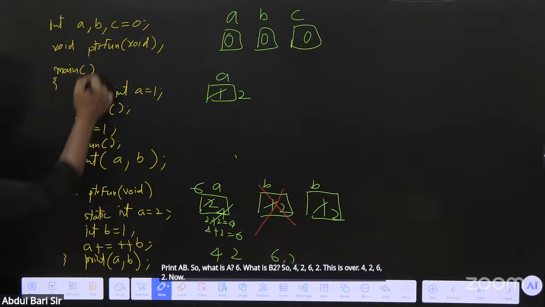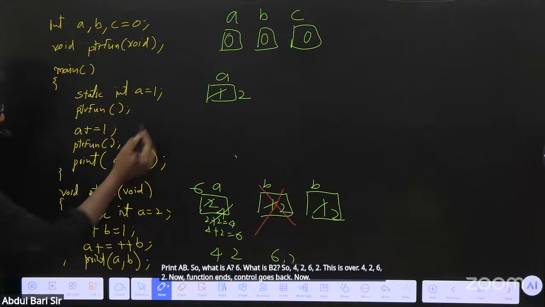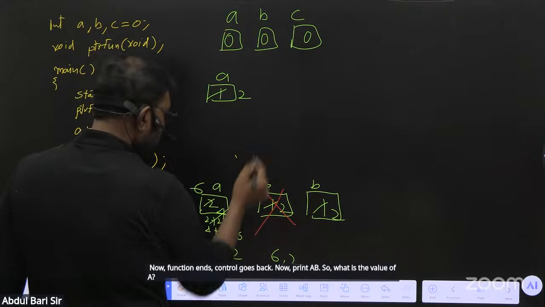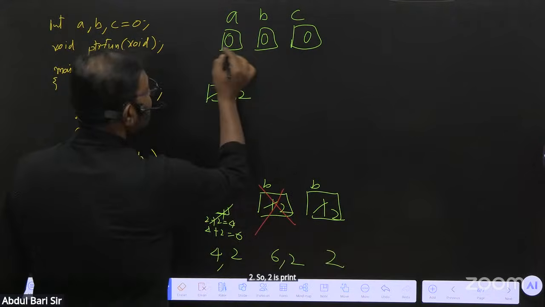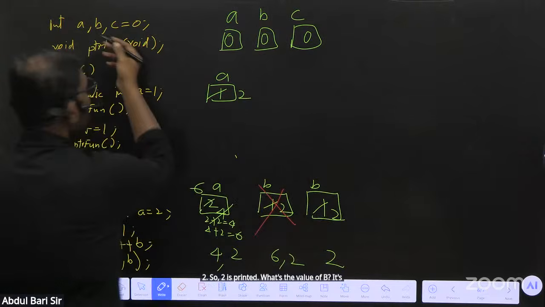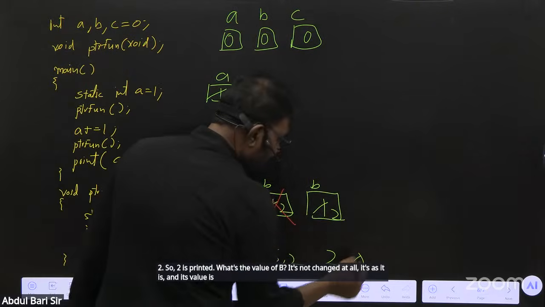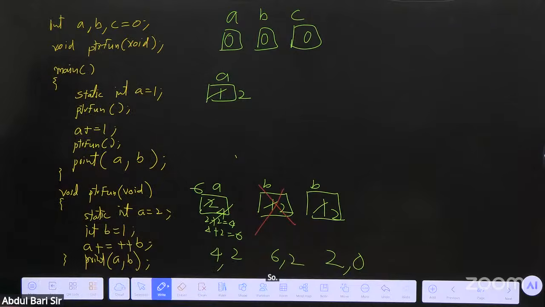Now the function ends, control goes back. Now print A, B. What is the value of A? 2. So 2 is printed. What's the value of B? It's not changed at all. It's as it is and its value is 0. So 4 2 6 2 and 2 0. This is the result we have.